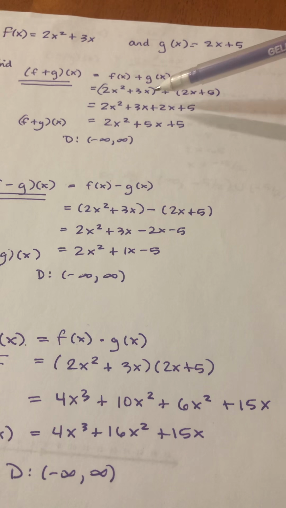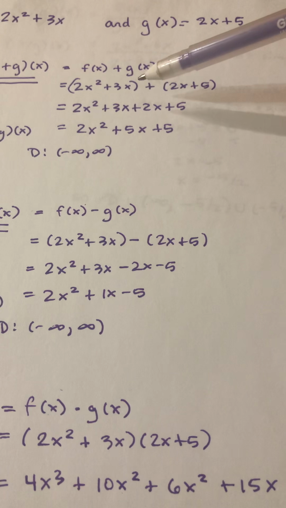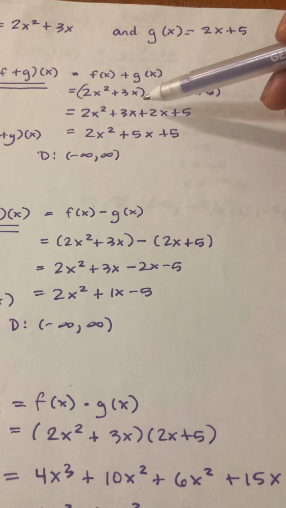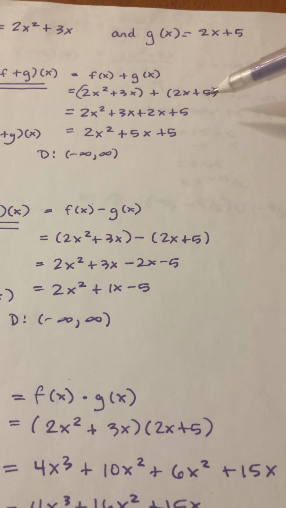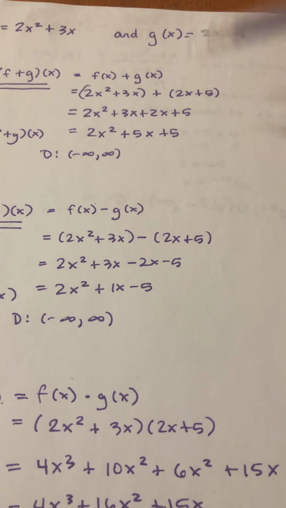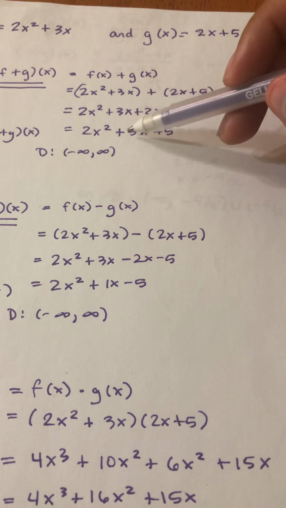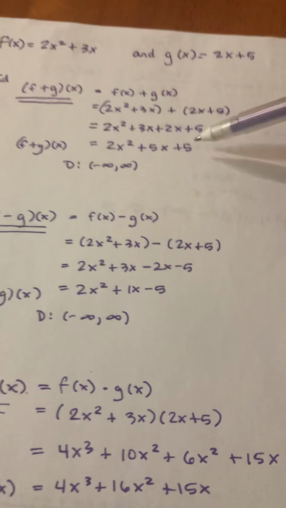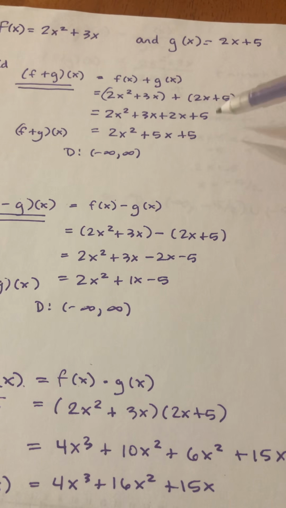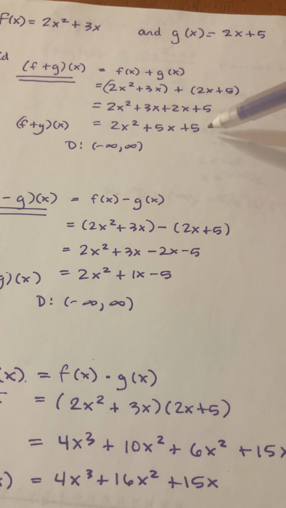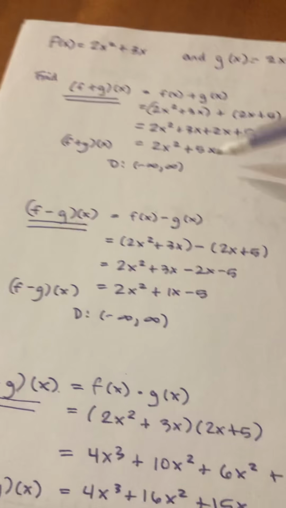I wrote that, and I put parentheses around both of these so that I don't forget that if there's something to distribute, I should distribute. So I have 2x squared plus 3x plus 2x plus 5. I can drop the parentheses in this situation. Then I looked for any like terms, which is how I got 2x squared plus 5x plus 5. So f plus g of x is going to equal 2x squared plus 5x plus 5.